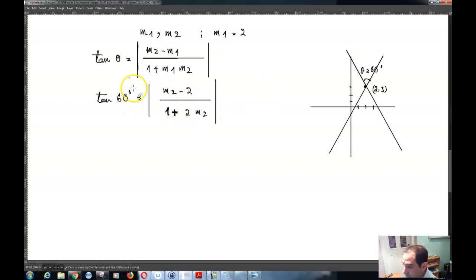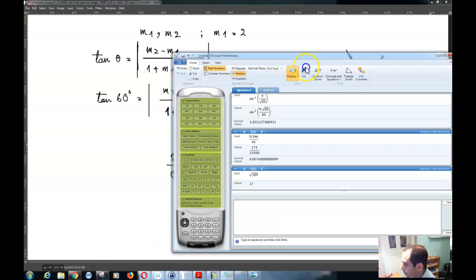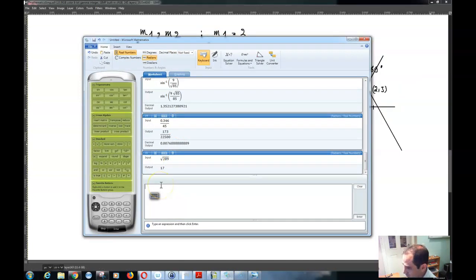So tan of 60 degrees is sine 60 degrees over cos 60 degrees, which is equal to square root of 3 by 2 over 1 by 2, which is equal to square root of 3. So how was it that we got 1 over square root of 3 the last time?